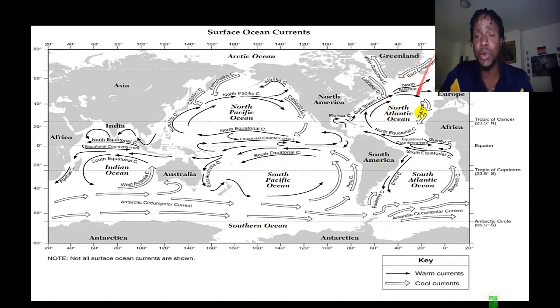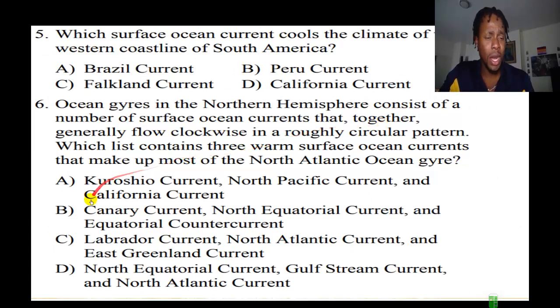The Atlantic Ocean is the ocean between North and South America and Africa and Europe. So we know where to focus on. And now we are looking for the warm currents only. All right, we're looking at the warm currents only. So the first warm current here is the North Equatorial current, and then you have the Gulf Stream current, and then you have the North Atlantic current. All the other ones are cool currents. So those are the 3 names we should be on the lookout for.